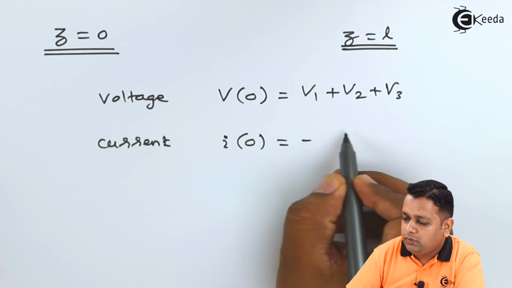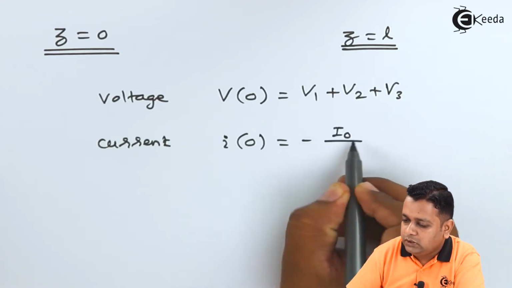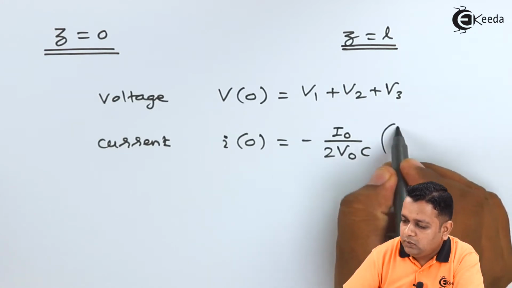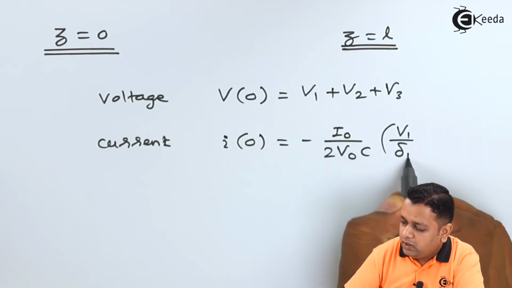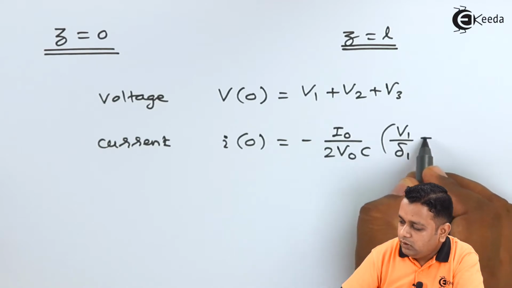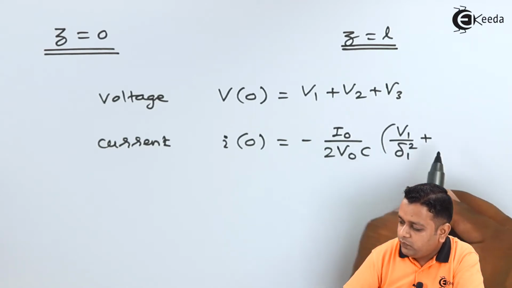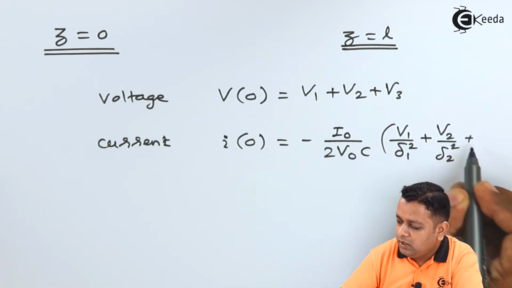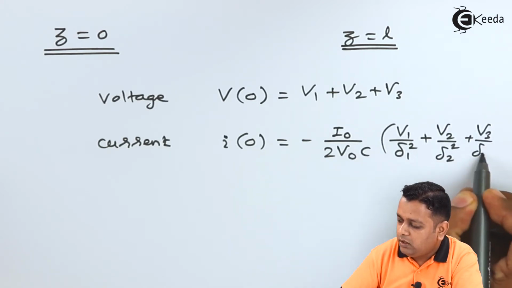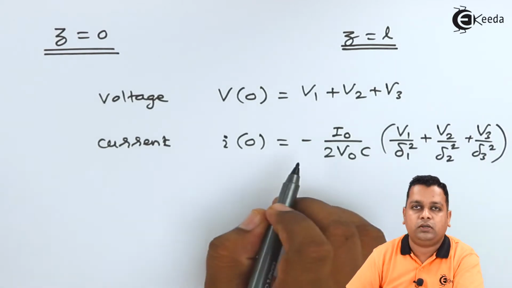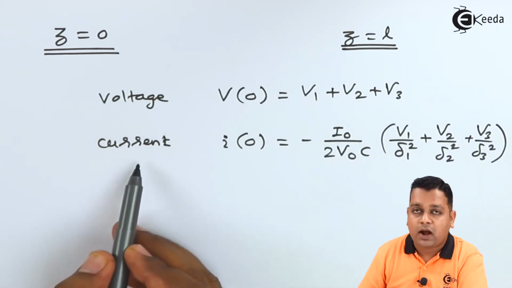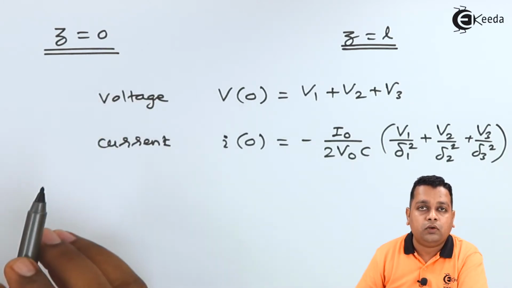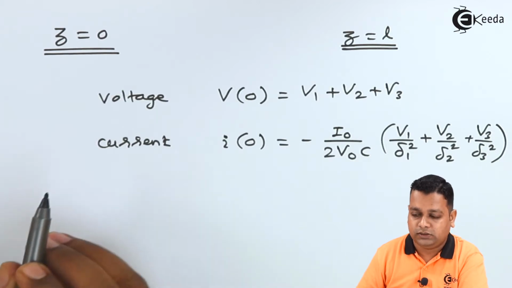The formula modifies to minus I0 divided by twice capital V0 into C in the bracket, here we have capital V1 divided by del 1 squared, added with V2 divided by del 2 squared and V3 divided by del 3 squared here. So along with this voltage and the current for the input reference point at z equal to 0, we have the representation of the fluctuating velocity.